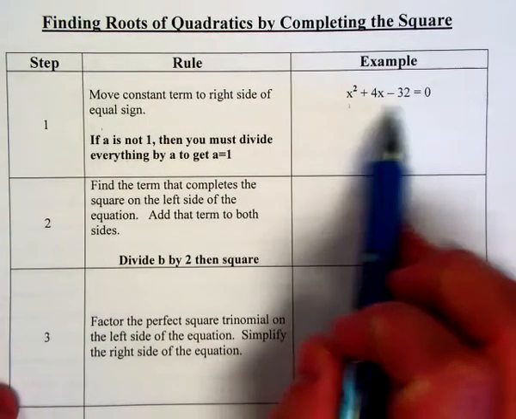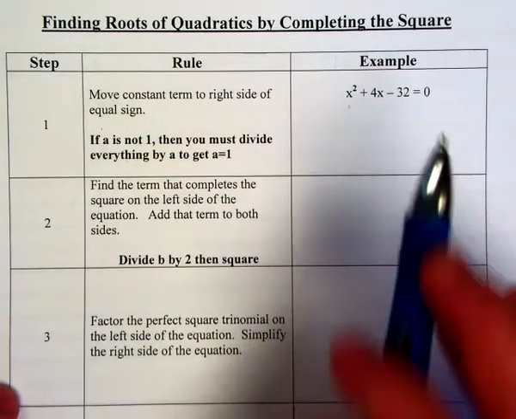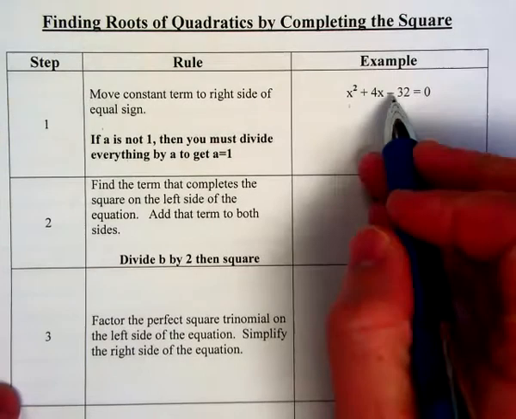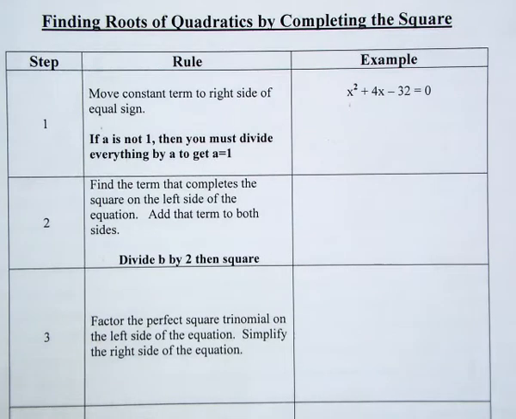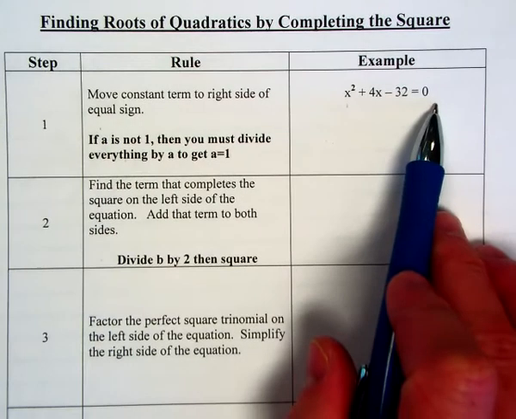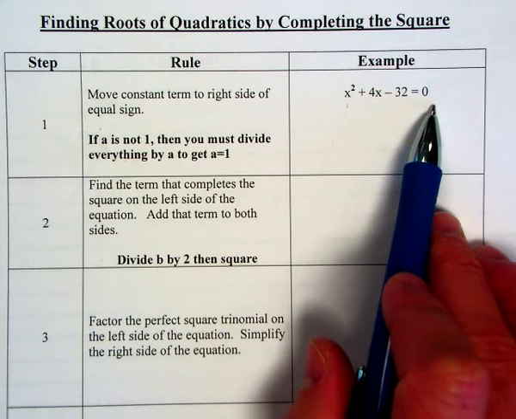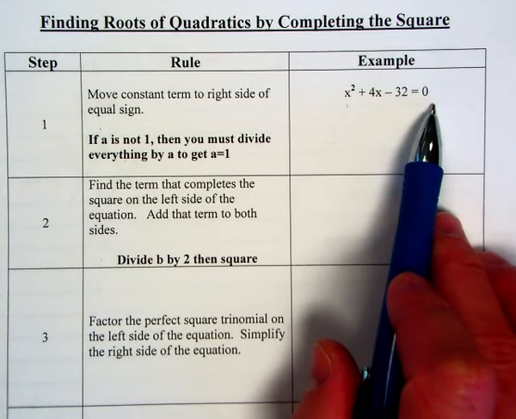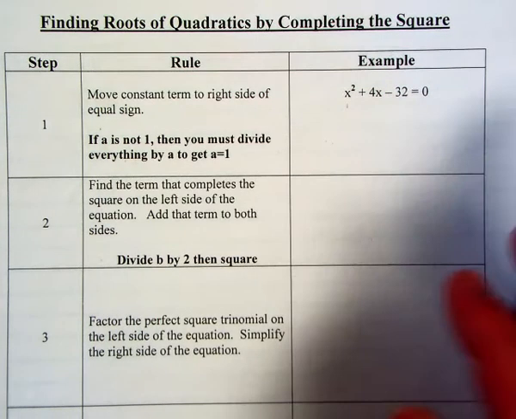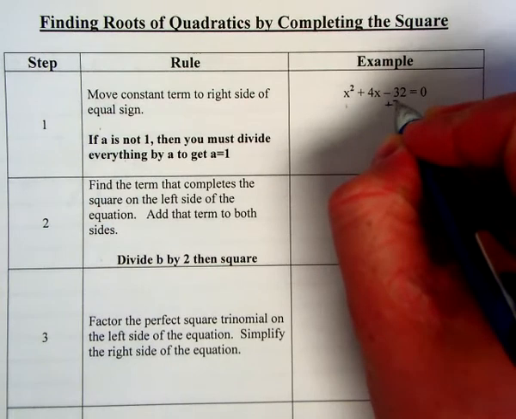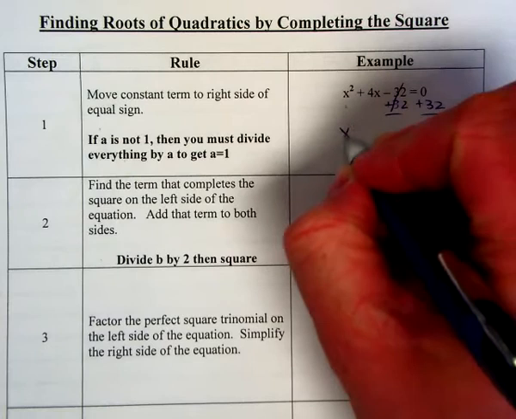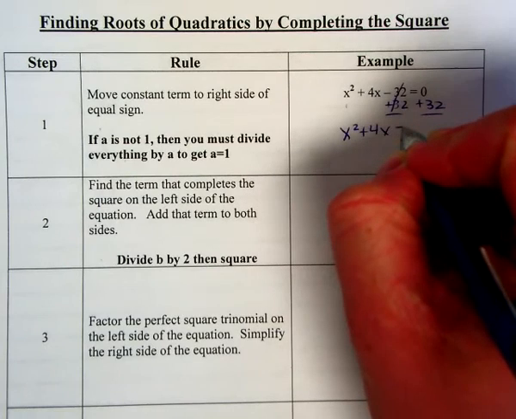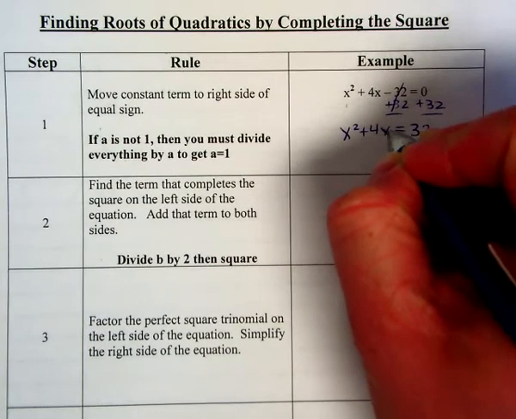Which one of these numbers is the constant? The 32. I have to start by moving it over here. Big difference right now, setting up a problem. When we were factoring, we wanted it to equal 0. When we are doing completing the square, we do not want it to equal 0. So let's move the 32 over first. So please write down on here, we're going to add 32 to both sides. And now we have x squared plus 4x equals a positive 32.